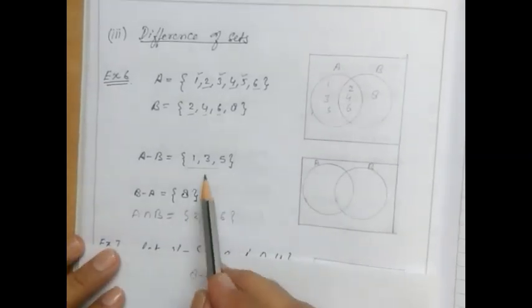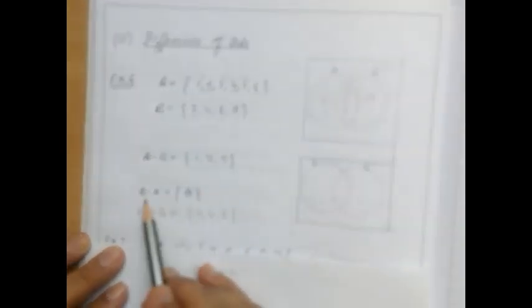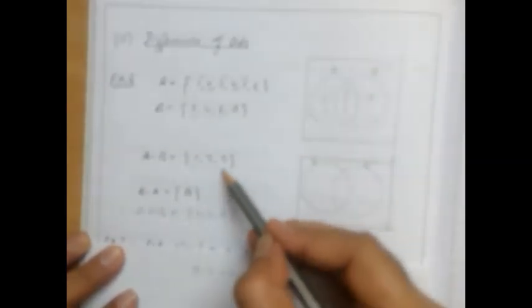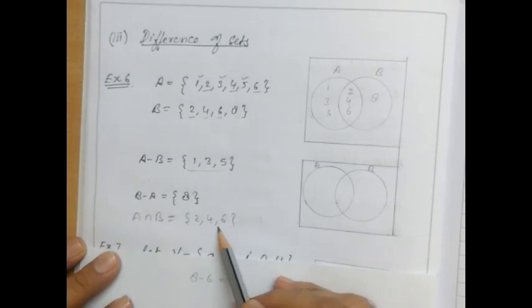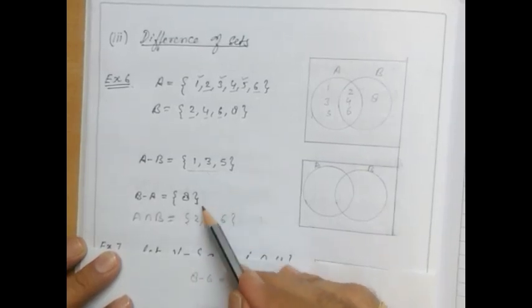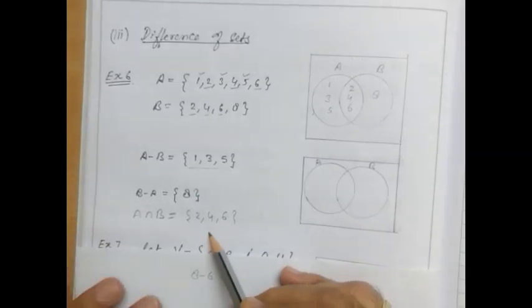And one thing, if you see in all three sets, that is A minus B, B minus A and A intersection B, no element is common in all three sets. Here each is obtained as a set, but no element is common, so all three sets are disjoint sets. I hope you are getting it.